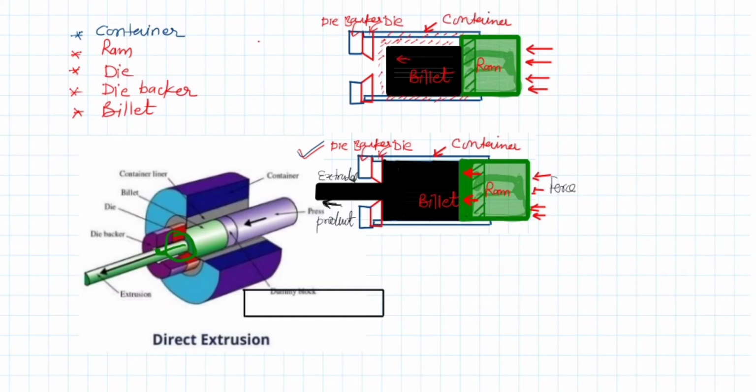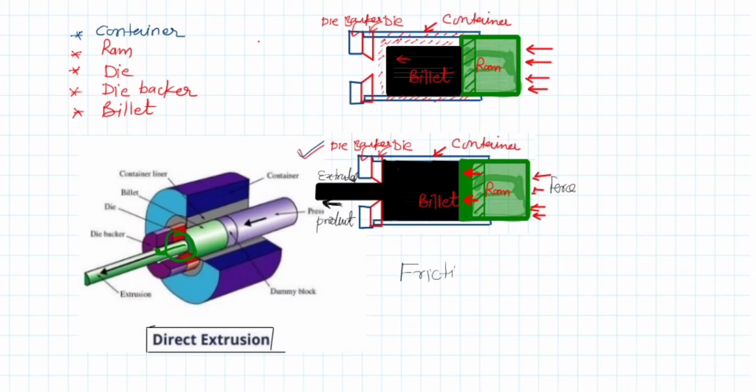When this is the case, that type of extrusion process is termed direct extrusion. Now here, since the billet slides against the cylinder walls, there is an issue of friction, due to which we need to apply extra, large forces to overcome the friction between the cylinder walls and the billet. Of course, we use lubrication to reduce this friction.